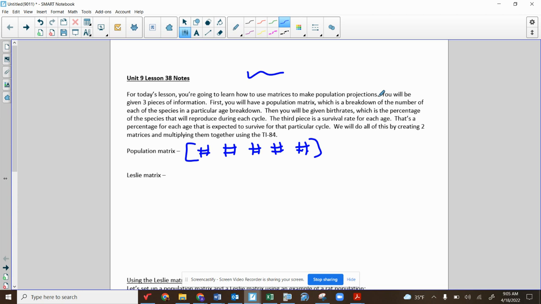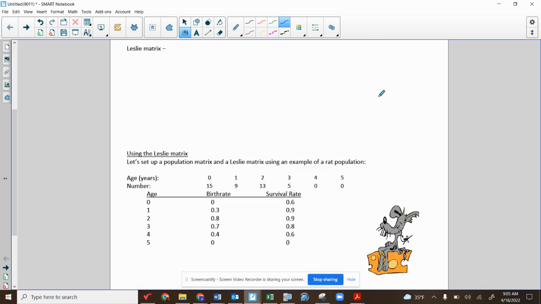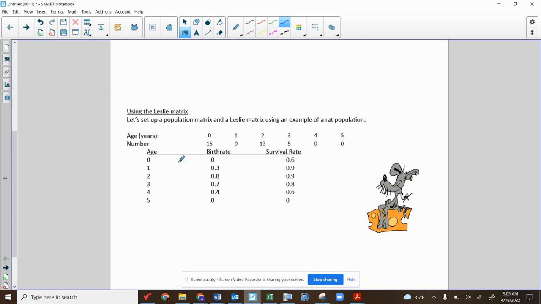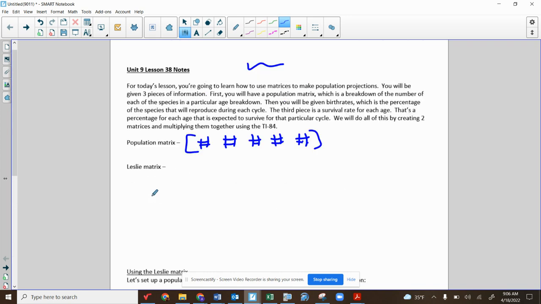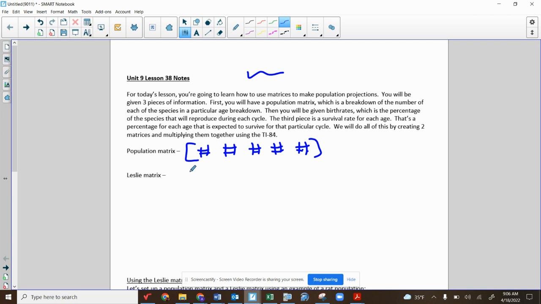All right, then we're going to create something that's called a Leslie matrix. And the Leslie matrix is going to be birth rates and survival rates combined together. So notice that you'll be given a chart here that's going to tell you, based on their age, how many births they have by proportion, and then how many, not of the births that survive, but of that age, survives. So if you're 3 years old in this one, you have an 80% chance of surviving to the next year.